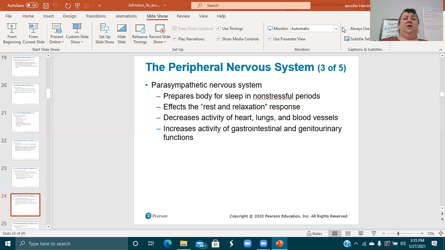So the parasympathetic nervous system also prepares the body for sleep in non-stressful periods. It affects the rest and relaxation response, decreases activity of the heart, lungs, and blood vessels, and increases activity of gastrointestinal and genitourinary functions.